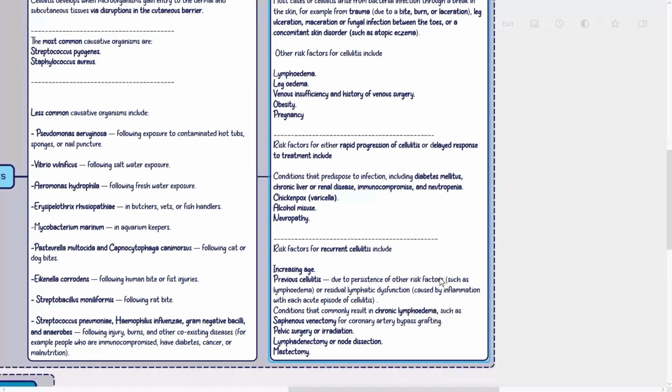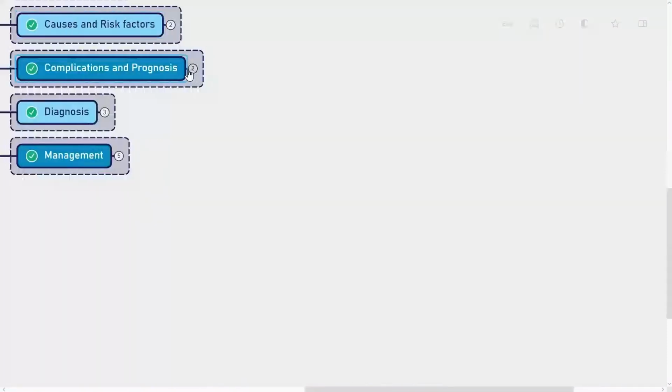Conditions that commonly result in chronic lymphedema such as saphenous venectomy for coronary artery bypass grafting, pelvic surgery or irradiation, lymphadenectomy or node dissection, mastectomy.